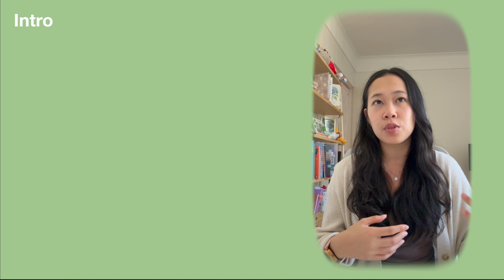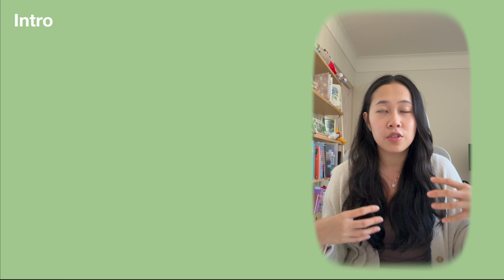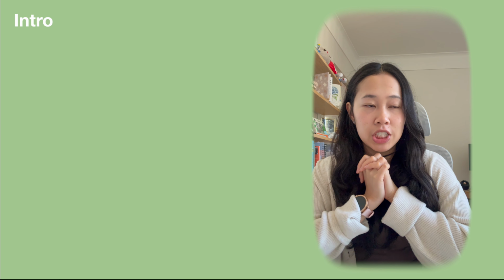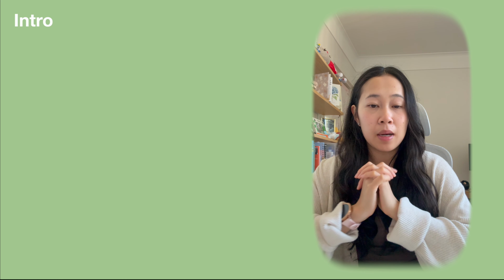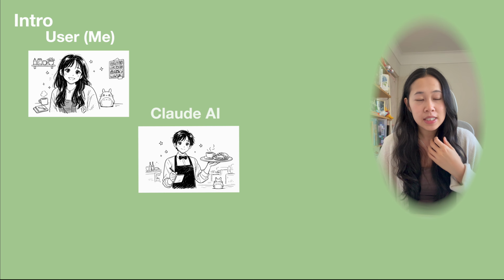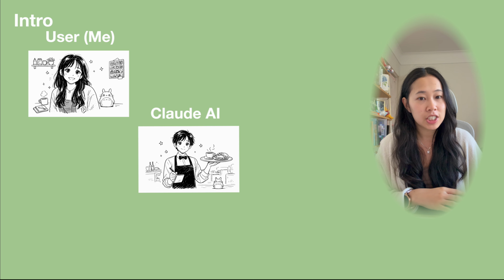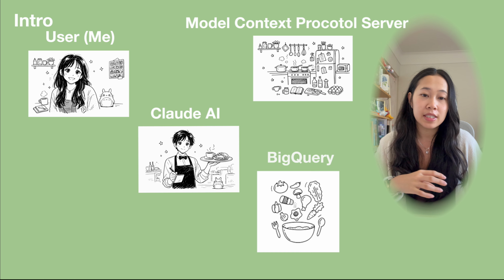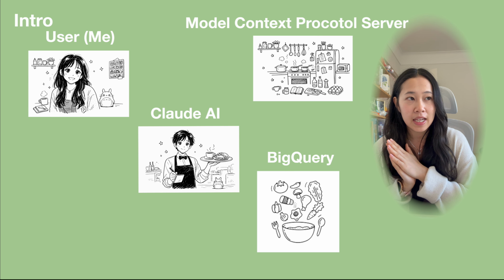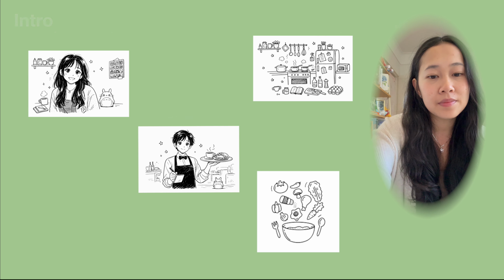For example, if I'm asking what are my top stats for the month, the MCP server already knows what I want from the data source, and then it will bring me back the information. A simple analogy is that I am the customer, Claude is the waiter, the MCP server is the kitchen, and BigQuery has the actual ingredients. So yeah, I hope that helps, and let's get to it.